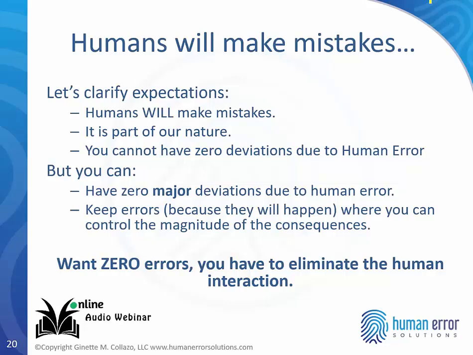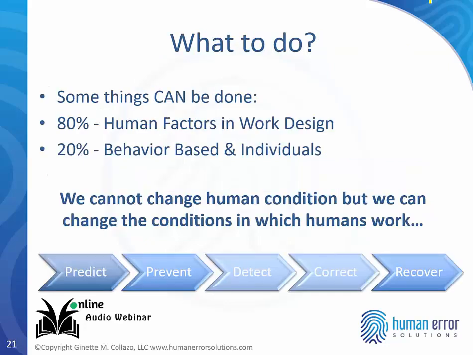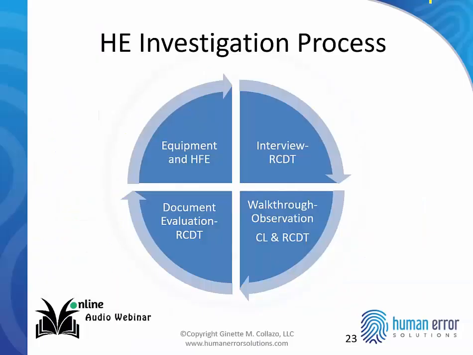And sadly, in GMP environments, so what can we do? Still, we can do other things, of course, because not all the time we can eliminate the human interaction. So how do we do this? Well, this is an example of our investigation process. The investigation process basically starts with an interview. Then you have to do a walkthrough. Then you evaluate their documents. Then you take a look at the equipment. And then all of that is put together because everything affects performance.